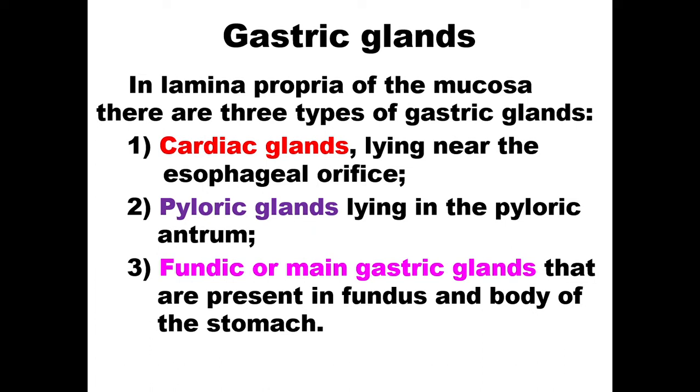In lamina propria of the mucosa there are three types of gastric glands. They are cardiac glands lying near the esophageal orifice, pyloric glands lying in the pyloric antrum, and fundic or main gastric glands that are represented in fundus and body of the stomach.